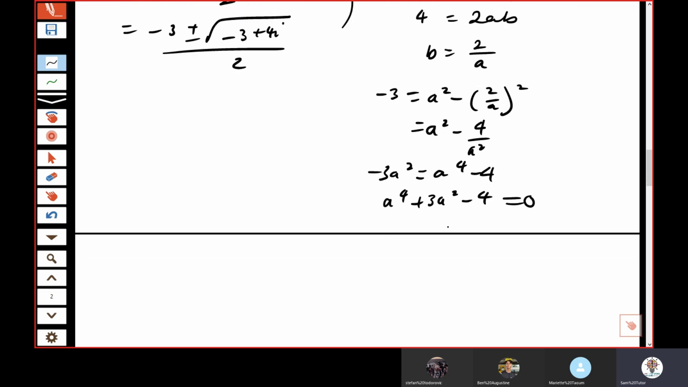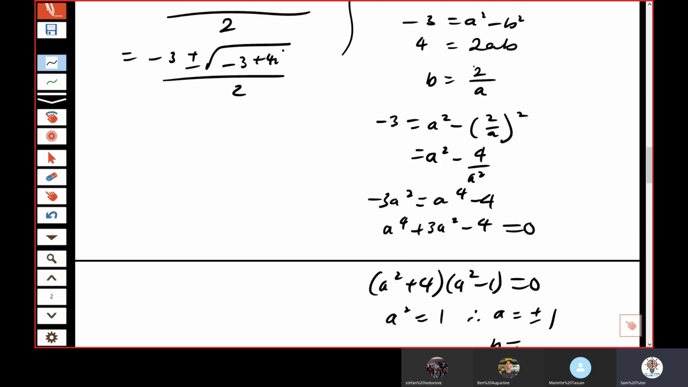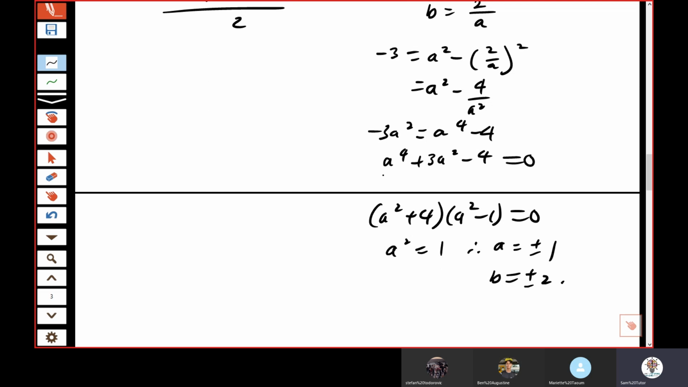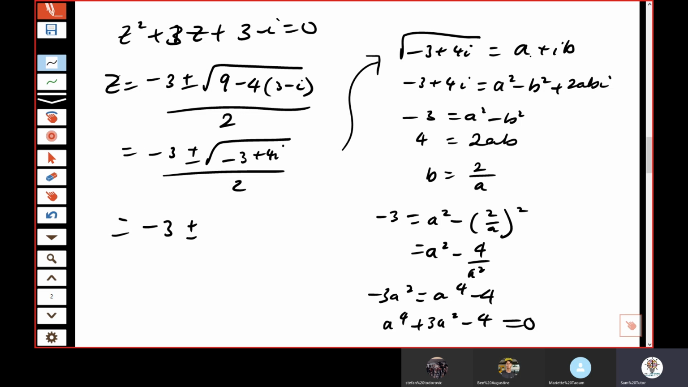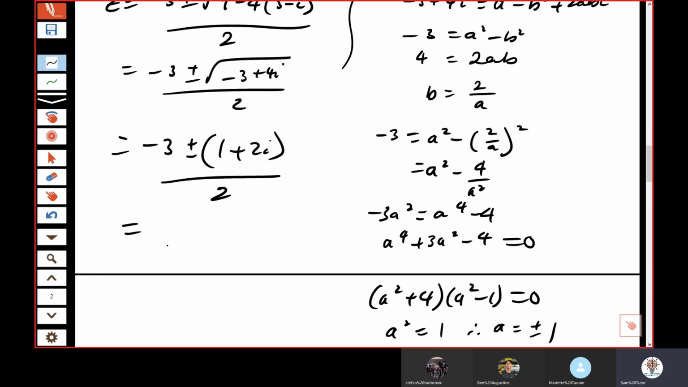I was saying you can use substitutions and stuff. Either go a squared equals and do the quadratic formula again, or I can just see that I can factorize it: a squared plus 4, a squared minus 1. A squared equals 1, which means a equals plus or minus 1, which means b equals, go back up here, plus or minus 2. So then go here, and I get negative 3 plus or minus, instead of it being this, it's a plus ib, so plus or minus a plus ib on 2. And then we should be done from there.